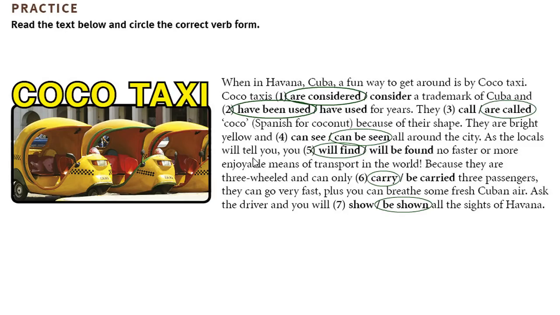As the locals will tell you, you will find no faster or more enjoyable means of transport in the world, because they are three-wheeled and can only carry 3 passengers. They can go very fast. Plus, you can breathe some fresh Cuban air. Ask the drivers and you will be shown all the sights of Havana.